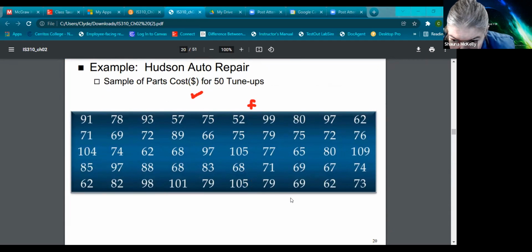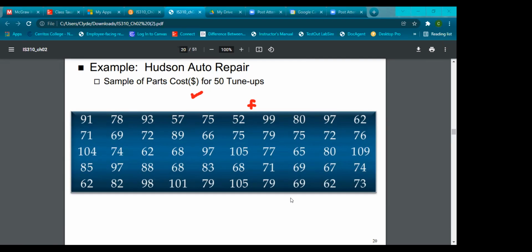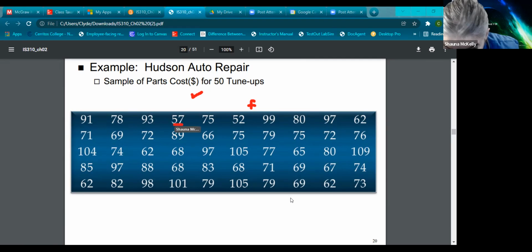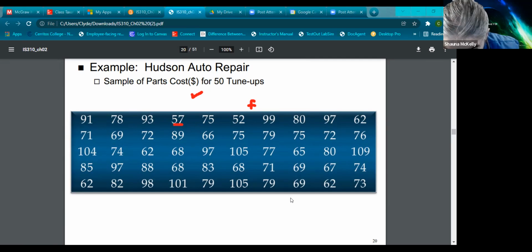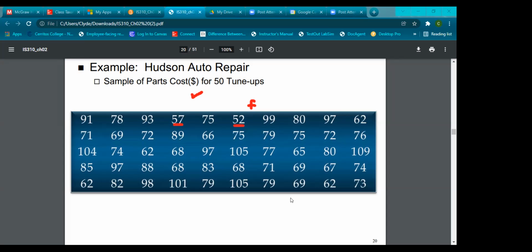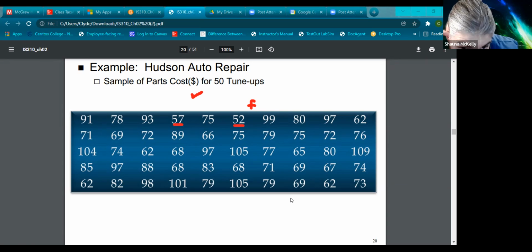So here's your data, right? What she's doing is, remember her classes are 50 to 59, right? So how many numbers in the box are between 50 and 59? Oh, I see. There's 52 and 57. So there's two of them, right? Now, if I do 60 to 69, how many of those are there? Those are 13.